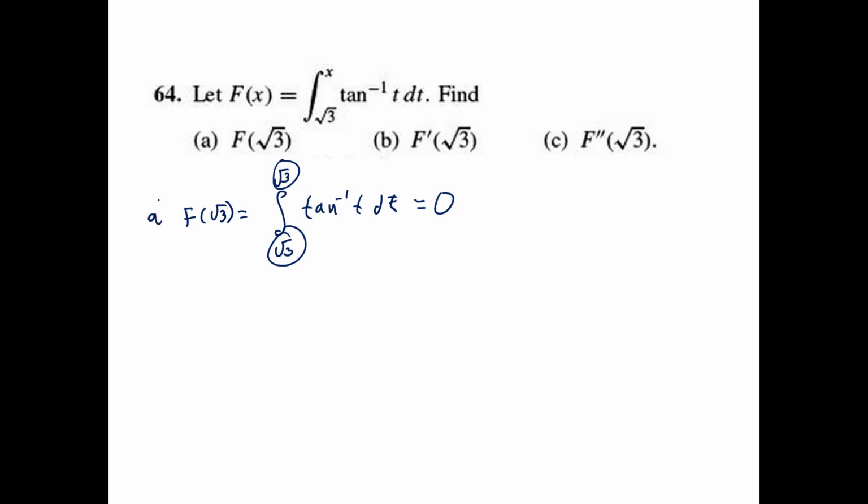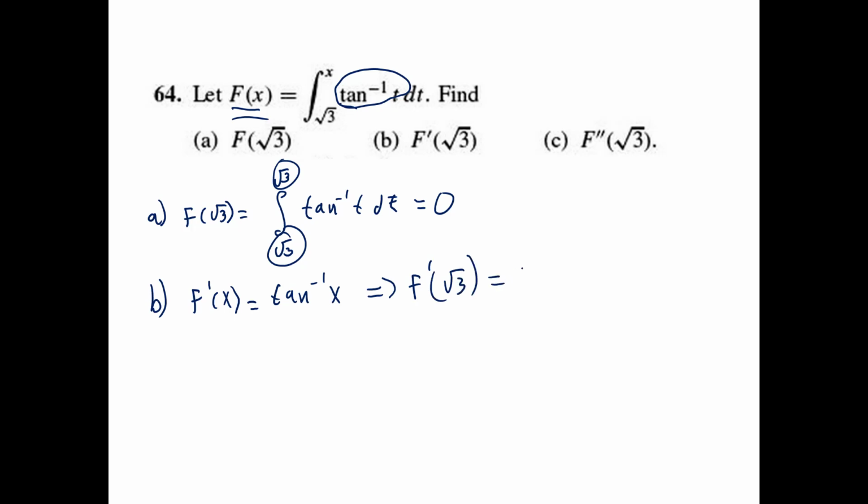For part B, I want to find f prime of the square root of 3. Well, before I find f prime of the square root of 3, I should find f prime of x. So f prime of x, the derivative of this function, is again the function I started with, inverse tangent of x, which then means that f prime of the square root of 3 is the inverse tangent of the square root of 3.